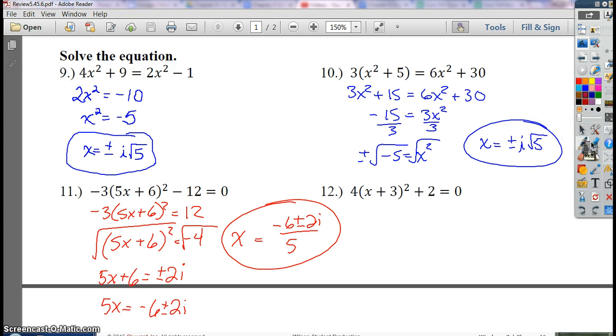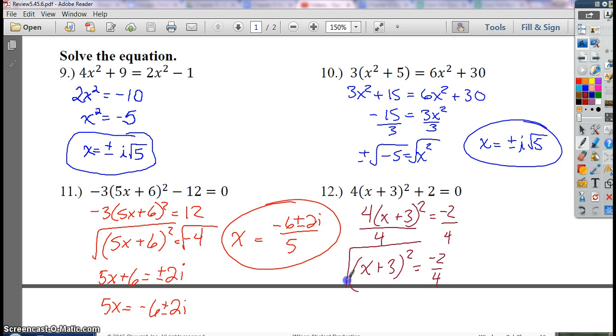Okay. Going through number 12, I'm going to subtract 2. So what I'm going to do is move that 2 over. So I have 4 times (x plus 3) squared equals negative 2. I am going to divide by 4, which would be (x plus 3) squared equals negative 2 over 4. I square root this. I get x plus 3 equals plus or minus i root 2 over 2. The square root of 4 is 2. Square root of negative 2 is i root 2.